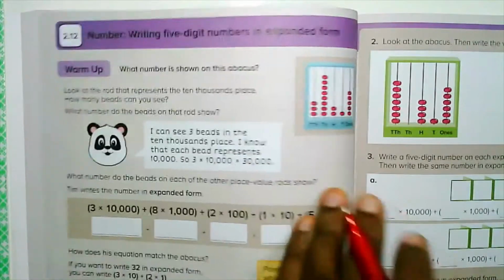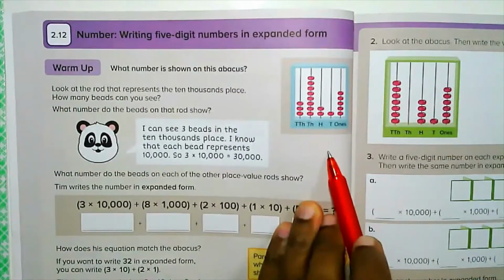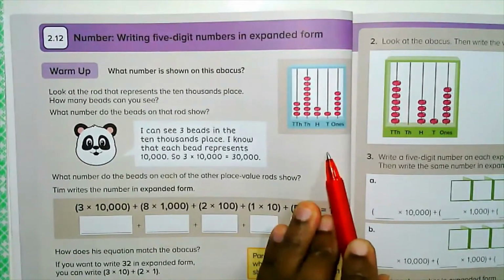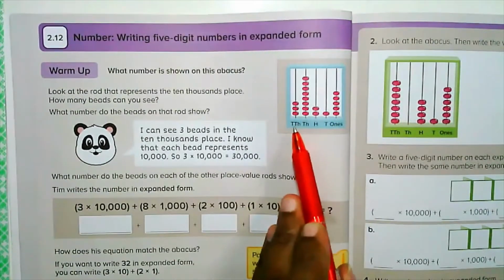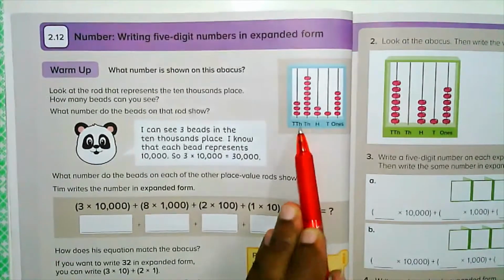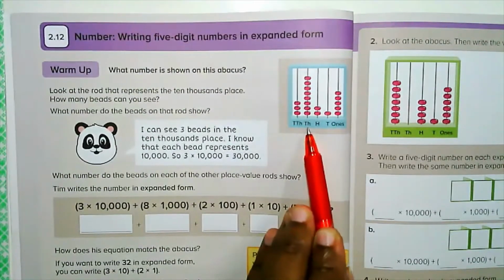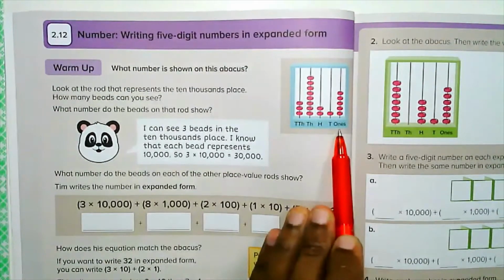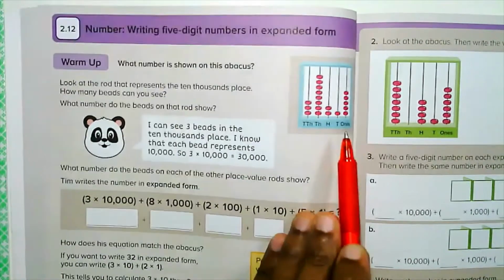Let's take a look at this abacus. What number is shown on the abacus? You see, we have this one is 10,000, TTH. TH means thousand, H, 100, T, tens, and ONES, ones.